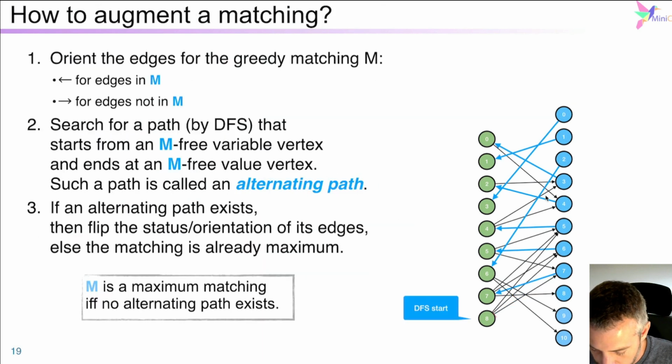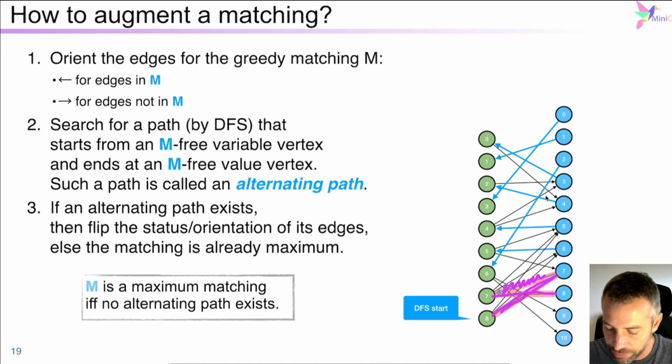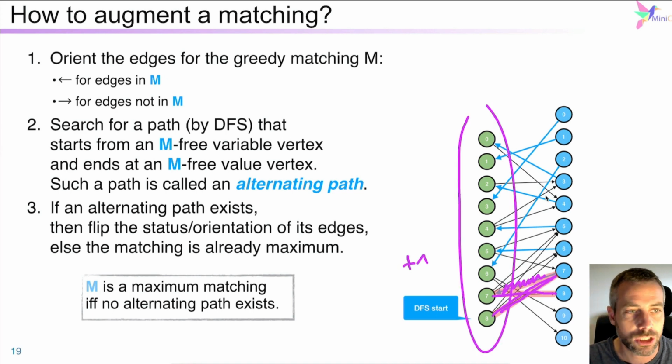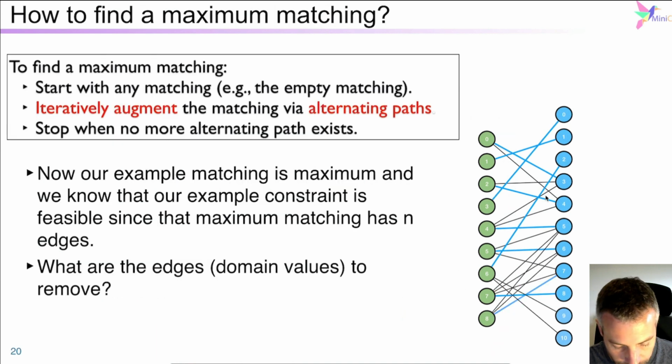So you flip the status. By flipping the status, this is exactly what will happen. This one will now be in the matching, this one will not be in the matching anymore, and this one will be added in the matching. So instead of the one edge that you have removed from the matching, you have added two different edges. So you did a +1 on the cardinality of the matching, and now every variable is correctly matched. And so this is what you have there.